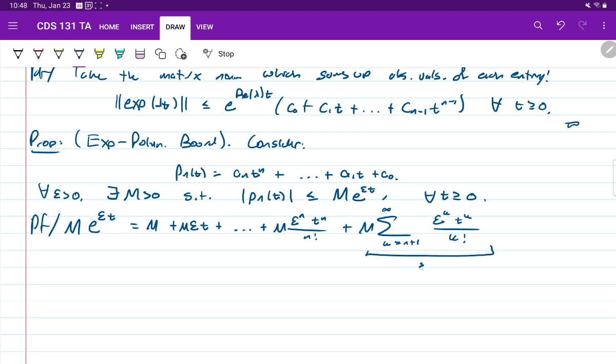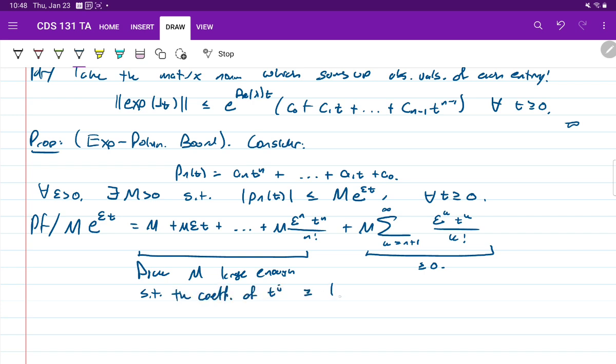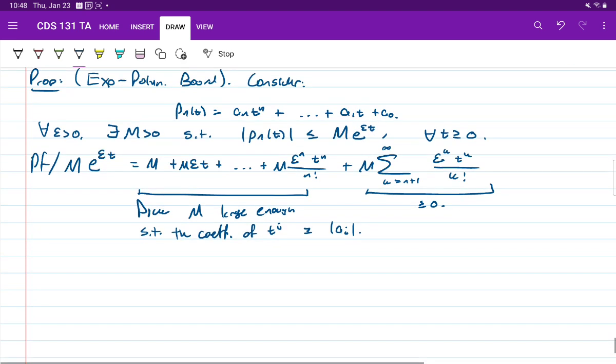Now for t greater than or equal to 0, this guy is greater than or equal to 0. That's pretty clear. And same goes for this. So what I can basically do is pick M large enough such that the coefficient of the t^i term is greater than or equal to the magnitude of a_i. So then what we'll effectively have is that for this M e^(epsilon t), the first n terms will bound above the polynomial, and the rest of the series is positive. So that gives us our upper bound. All right, so that's a proof.